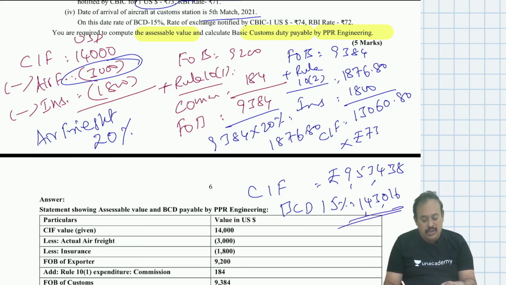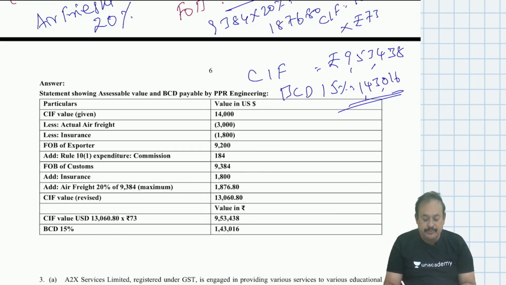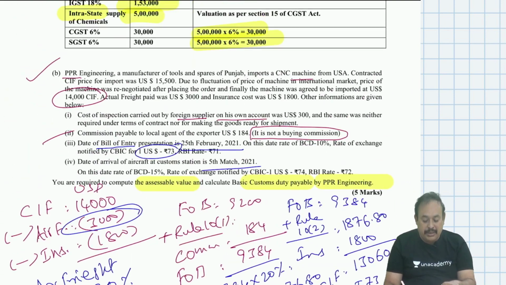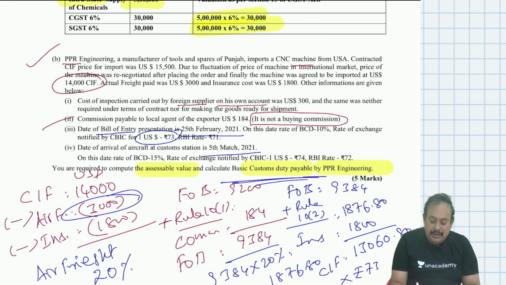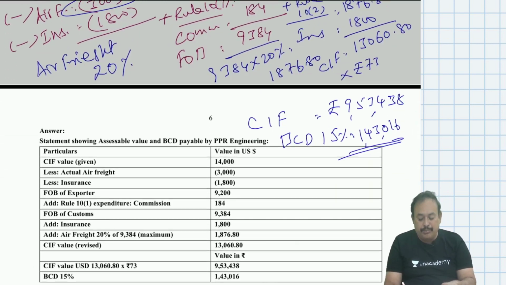On which you apply social welfare surcharge. They are asking here only the BCD computation. For PPR, BCD only I computed.